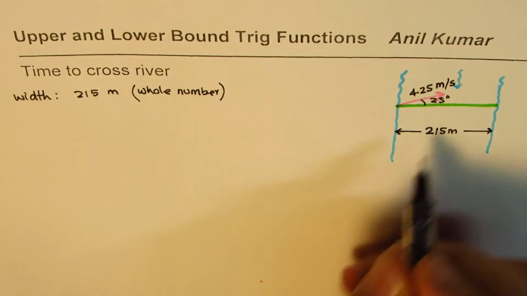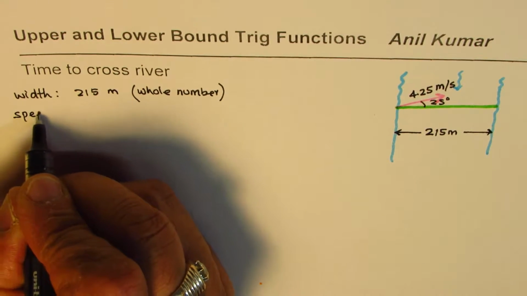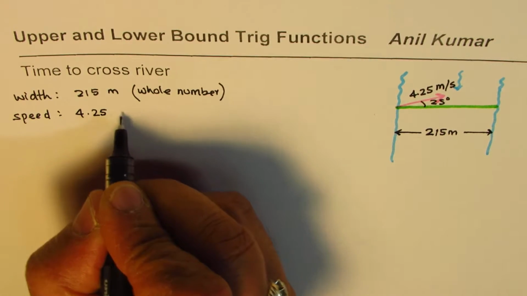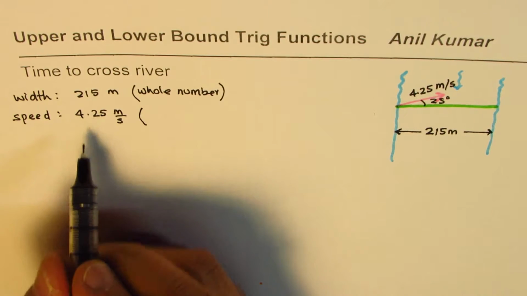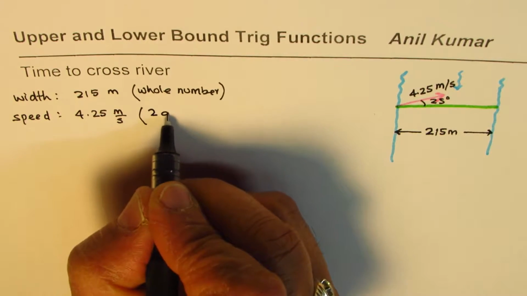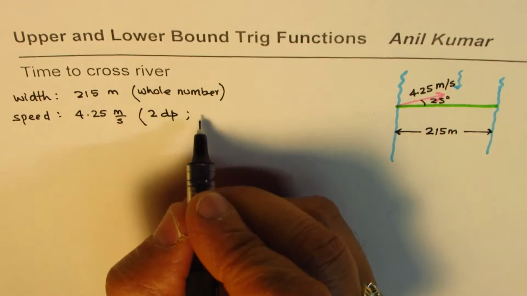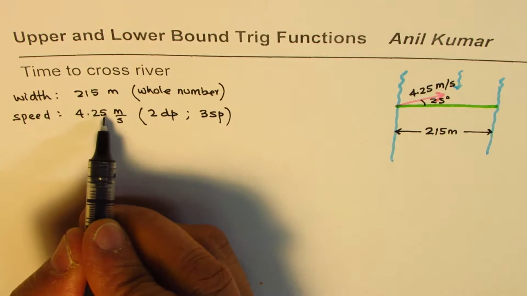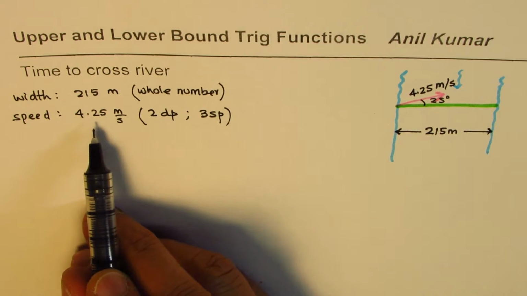And as far as this velocity is concerned, this is speed. We are saying 4.25 meters per second. Now that is second decimal place, right? 2 decimal places. At times, we may also write this to 3 significant places. Both are the same thing. So 1, 2, 3. So 3 significant places or 2 decimal places. So this is rounded to 2 decimal places.